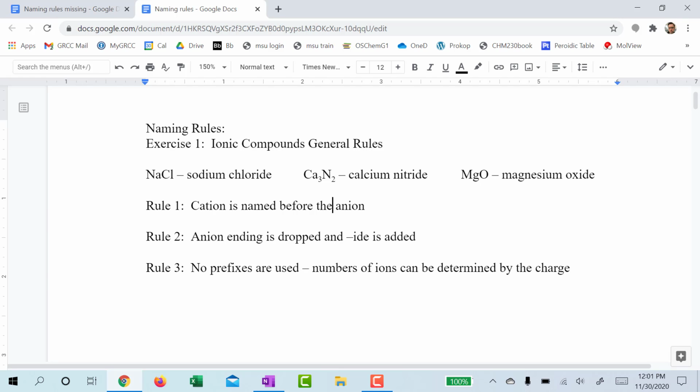So if you saw a formula, you know that the first thing written is always the cation. So calcium's the cation, nitrogen's the anion, nitride. The anion ending is dropped and "ide" is added, and we know that's true for all monatomics. These are monatomics. Even though there's a 2 there, there's a reason for it. And no prefixes are used. The numbers of the ions can be determined by the charge. I'm going to show you these on the other page.